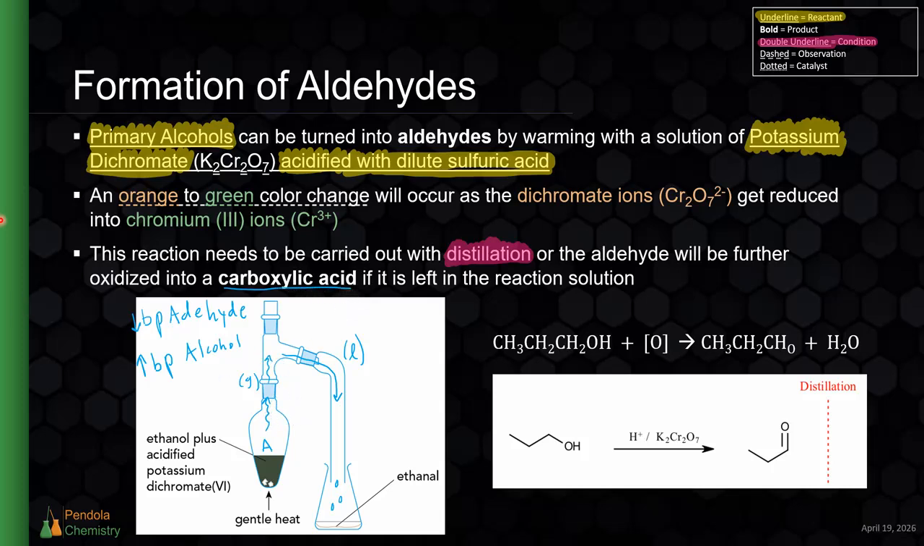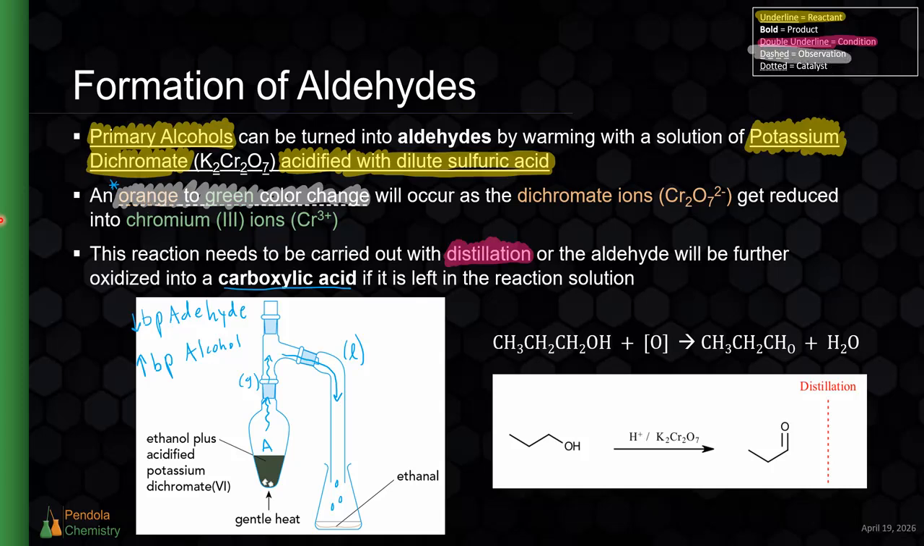Now, there is an observation that goes along with this, and that's right here. Remember that anytime dichromate oxidizes something, there's going to be an orange to green color change. Not a precipitate, but a color change from orange to green. That's because the dichromate ion is orange in color, but whenever dichromate oxidizes something else, it gets reduced into chromium 3+, which is green. So we're going to get an orange to green color change as our observation for this reaction when it happens.